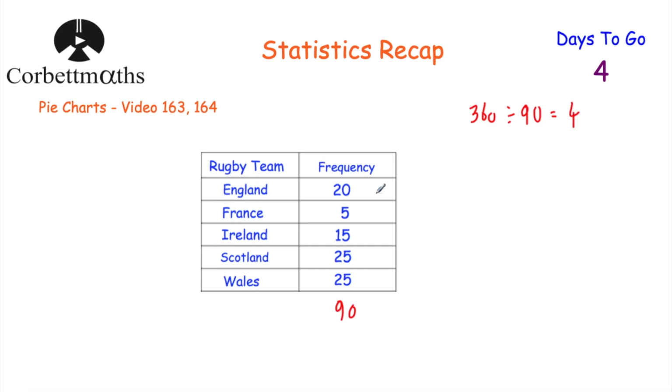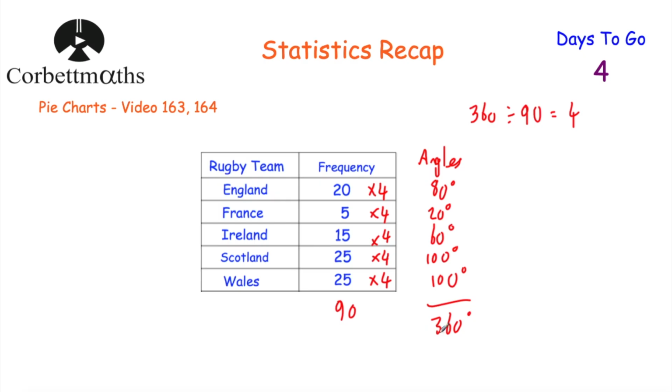So each person is represented by 4 degrees, and then I would just multiply each of them by 4 in this case. So times by 4, times by 4, times by 4, and times by 4, and that would tell me the angles. And so here that would be 20 times 4 is equal to 80 degrees, 5 times 4 is equal to 20 degrees, and so on. And then you can get each of the angles. And if you want to, you can add up the angles at the end and check that they add up to be 360 degrees. And that's how you get the angles for drawing a pie chart.